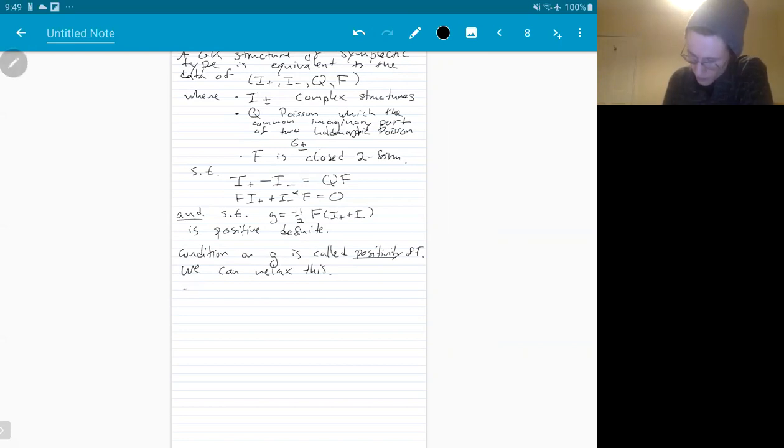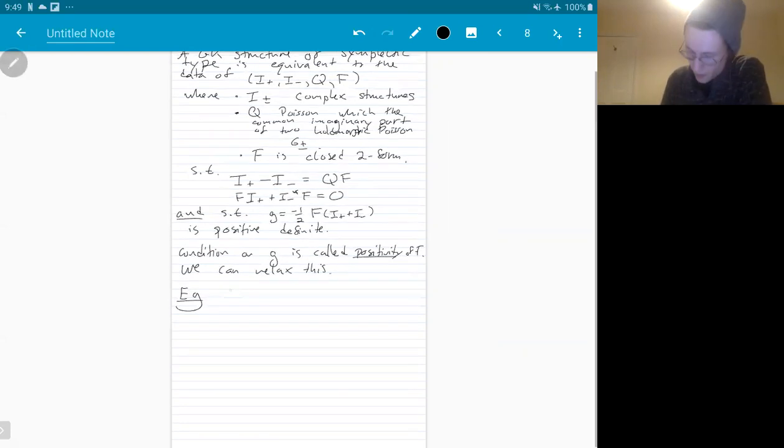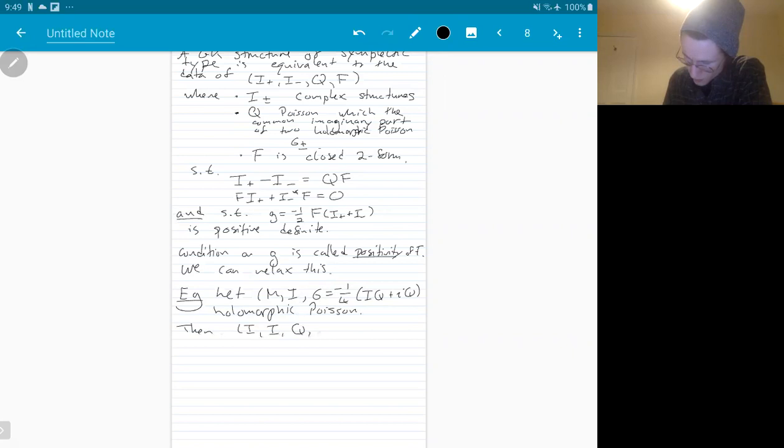So here's a really basic example. Just let M, I, sigma be a holomorphic Poisson structure. Then Q0 is a degenerate GK structure.